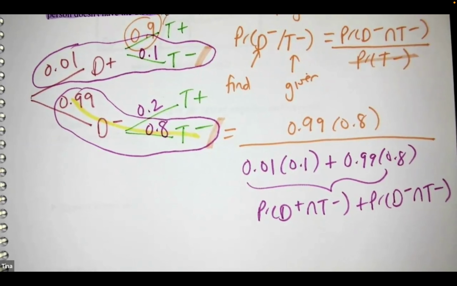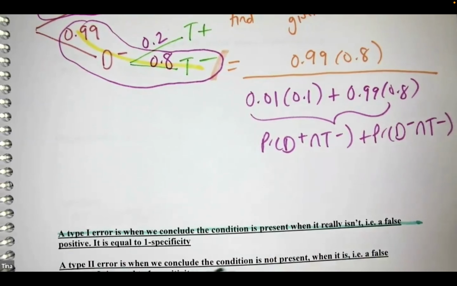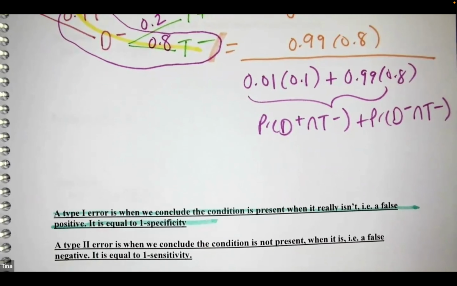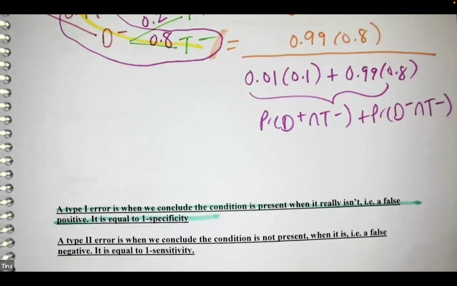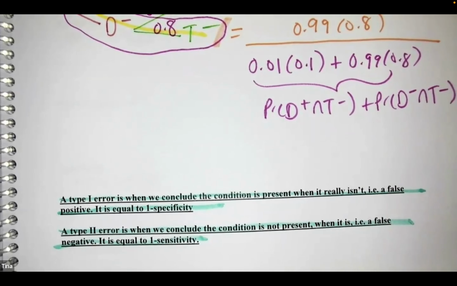And then the next thing that you talked about, right after you finished your midterm, was type 1 and 2 errors, right? A type 1 error is when we conclude that the condition is present when it really isn't. So it's what we call a false positive. They tell you you have a disease, but in reality you don't. And it's equal to 1 minus your specificity. The type 2 error is what we call a false negative. In this case, it's 1 minus the sensitivity.